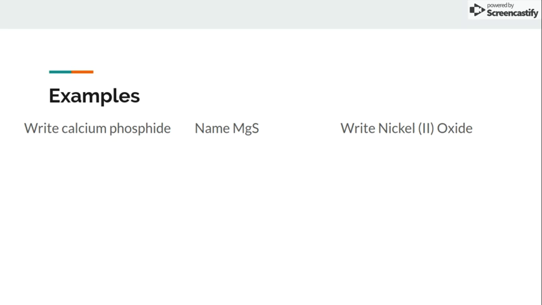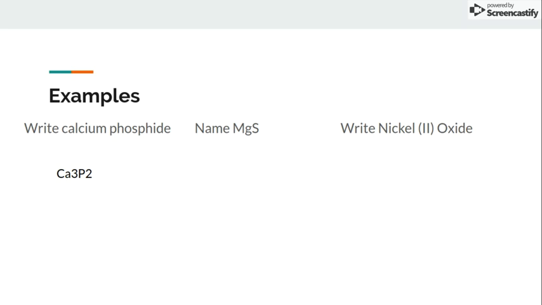Write calcium phosphide. It would be Ca3P2 because calcium has a +2 charge and phosphorus has a -3 charge. So for every 3 calcium atoms, you have to have 2 phosphorus atoms in order for the charges to cancel out.